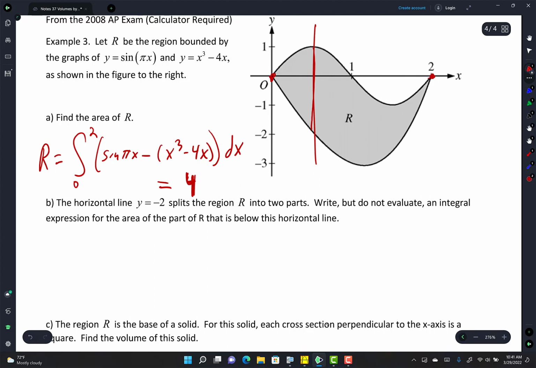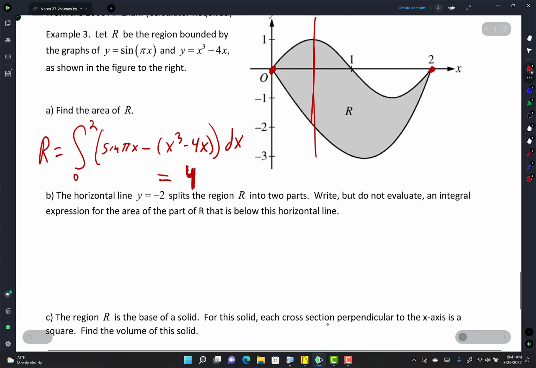And you can verify that it's at 2 because at 2, both of them touch 0. Sine of 2 pi is 0, and 2 cubed is 8. 4 times 2 is 8. 8 minus 8 is also 0. So I know that both touch at 2 and both touch at 0. When I say both, I'm talking about both graphs. Yay or nay? Did everyone get a 4?